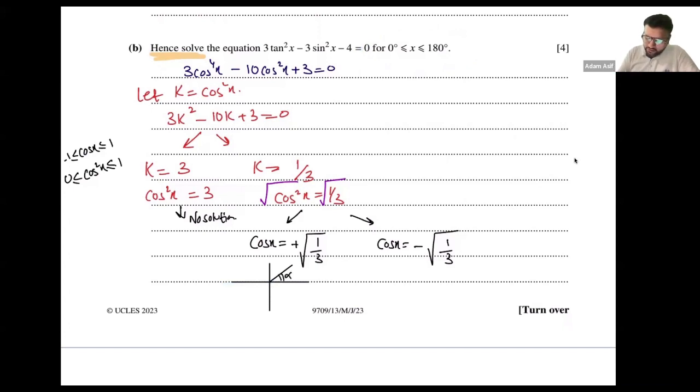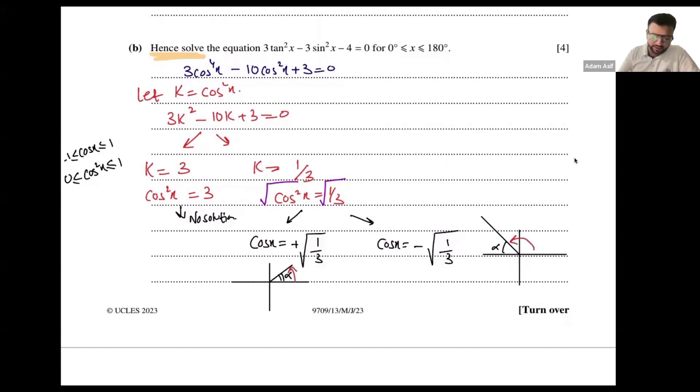From here, I just need the angle in the first quadrant. And from here, I know cosine theta is negative in the second and the third quadrant, but I won't need any solution in the third quadrant because the domain of the question is from 0 to 180. Now the solutions are these. This is the solution and this is the solution.